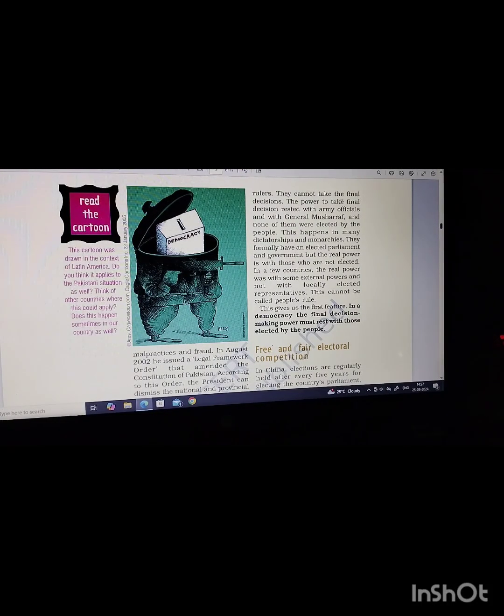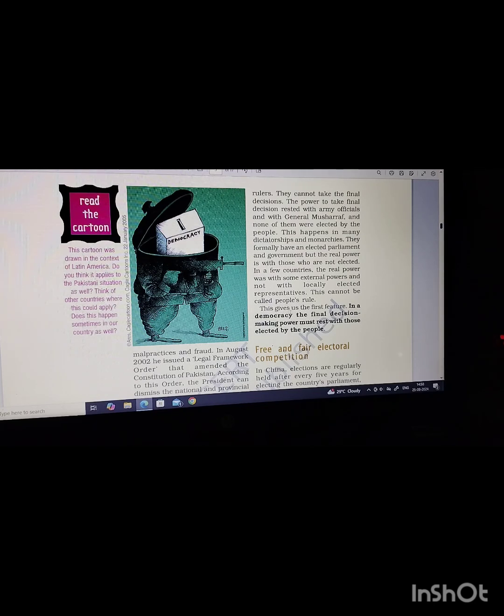The power to make final decisions rested with army officials and with General Musharraf, and none of them were elected by the people. This happens in many dictatorships and monarchies. They formally have an elected parliament and government, but the real power is with those who are not elected. In a few countries, the real power was with some external powers and not with locally elected representatives. This cannot be called people's rule.